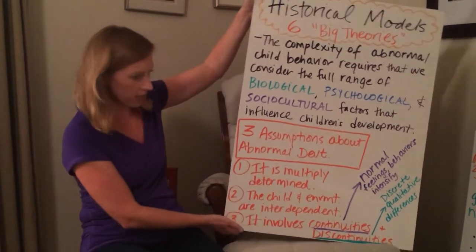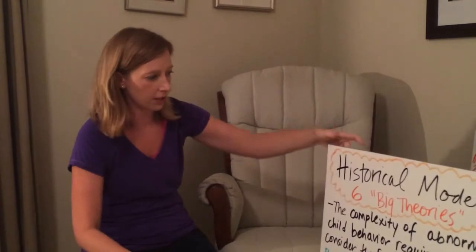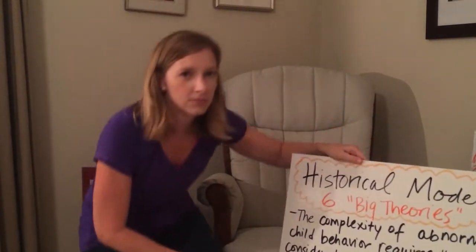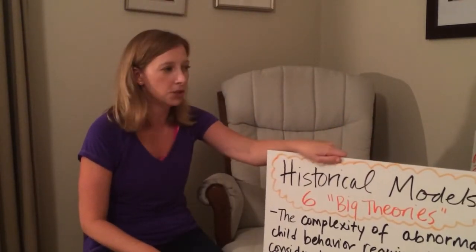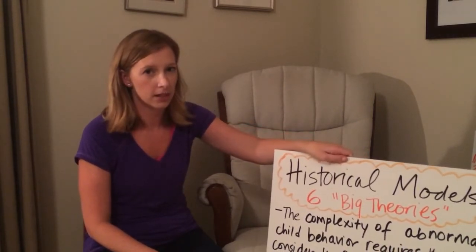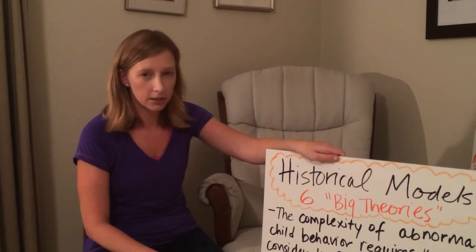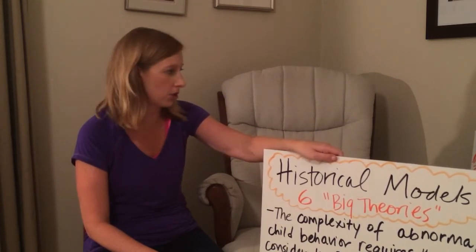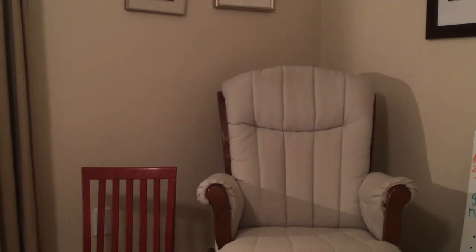Okay, so now at this point, we've done some of the general themes of this chapter, and now we're going to go through the 6 major categories of models that can be used to explain typically developing children as well as psychopathology. Okay, so we're going to start with physiological.